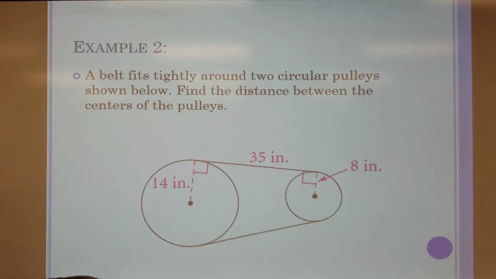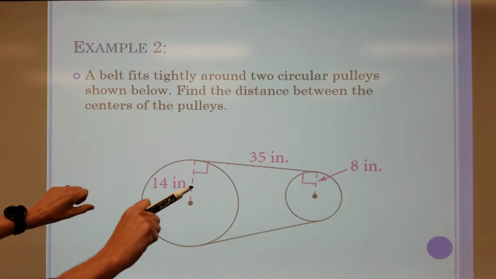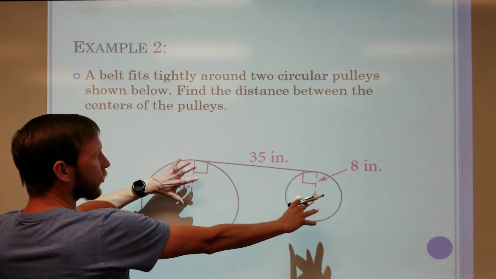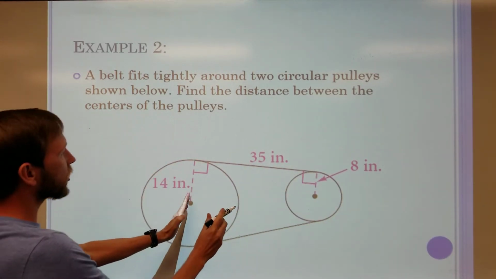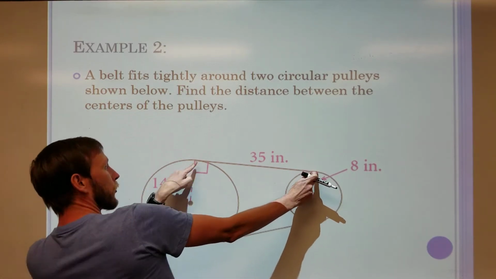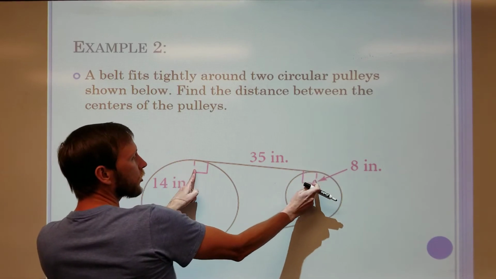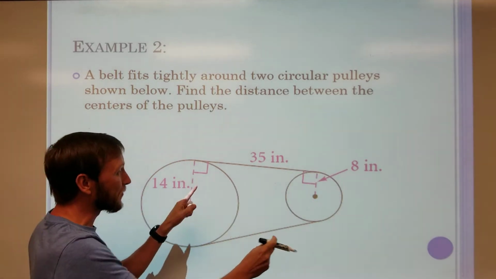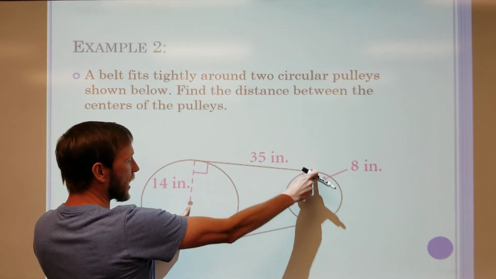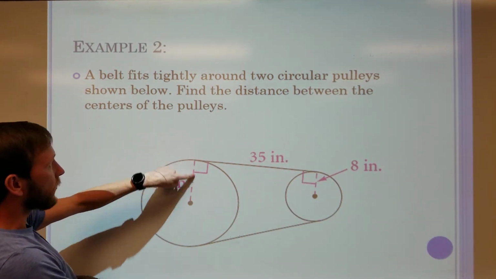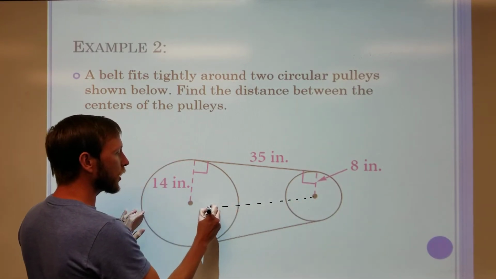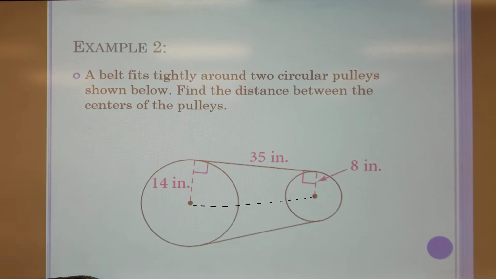So here we have kind of like a pulley system, all right? And in this situation, we've got two pulleys. We've got a belt that goes around. The way that these fit together is such that the point where the belt starts to wrap around the circle is going to be the point of tangency, all right? And so here we have radii drawn. The radius here is 8 inches. The radius of this larger one is 14 inches. Our job is to figure out the distance between the centers of these pulleys.